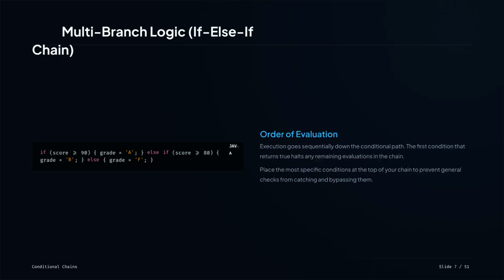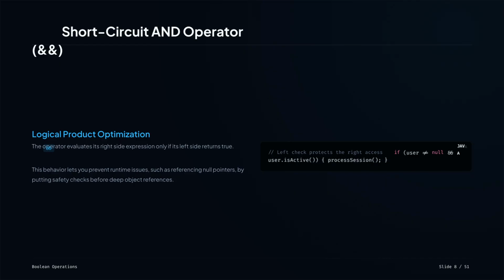In an if-else-if chain, execution proceeds sequentially. The first condition that returns true halts all remaining evaluations. Therefore, always place the most specific conditions at the top of your chain to prevent general checks from catching them first. The short circuit AND operator optimizes logical products.